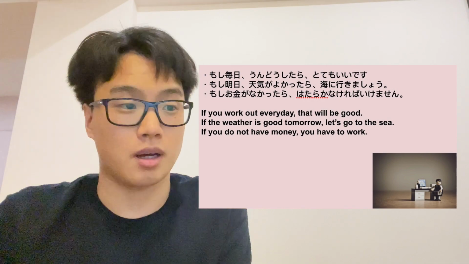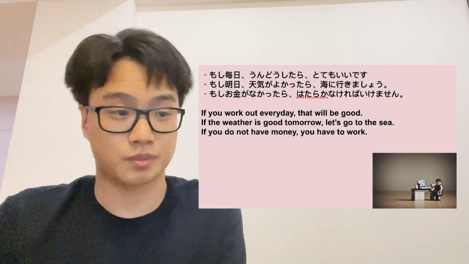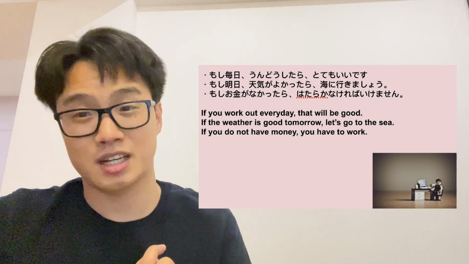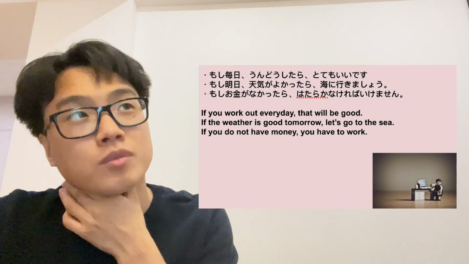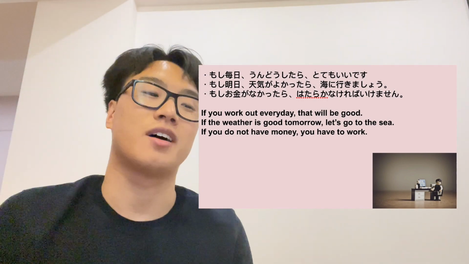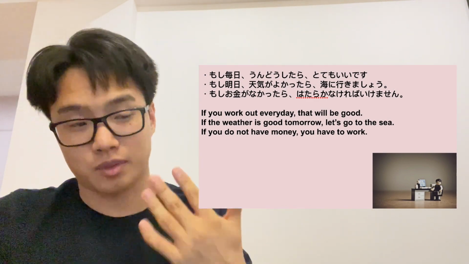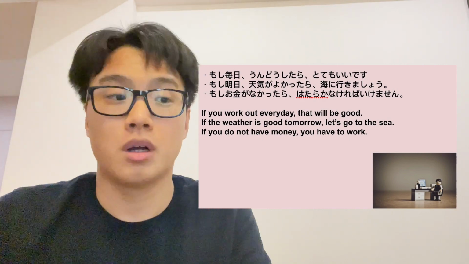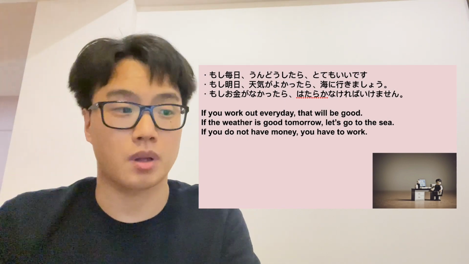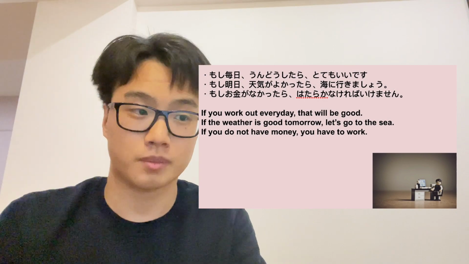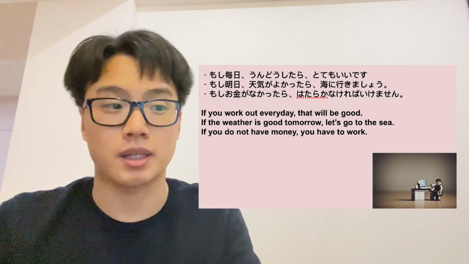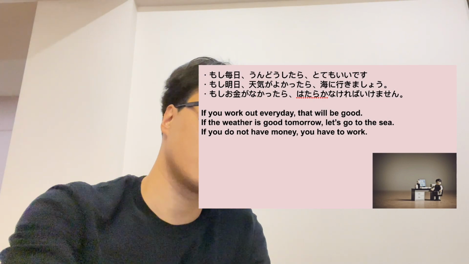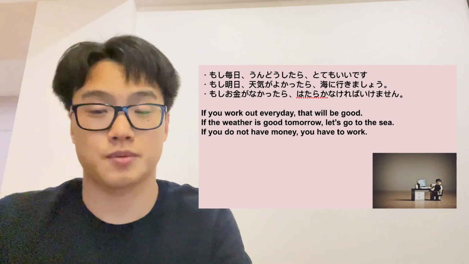Third example. もしお金がなかったら働かなければいけません。もし, if お金が money なかった。ない, not have or not be, in English, non-existence or something. なかった。ない。And its short past form will be なかったら働かなければいけません。働く and obligatory. So 働く、働かなければいけません。If you don't have money, you have to work. ない。なかった。Short past form and 働く。働かなければいけません。You have to or you must work. We've learned this grammar before in the previous videos.